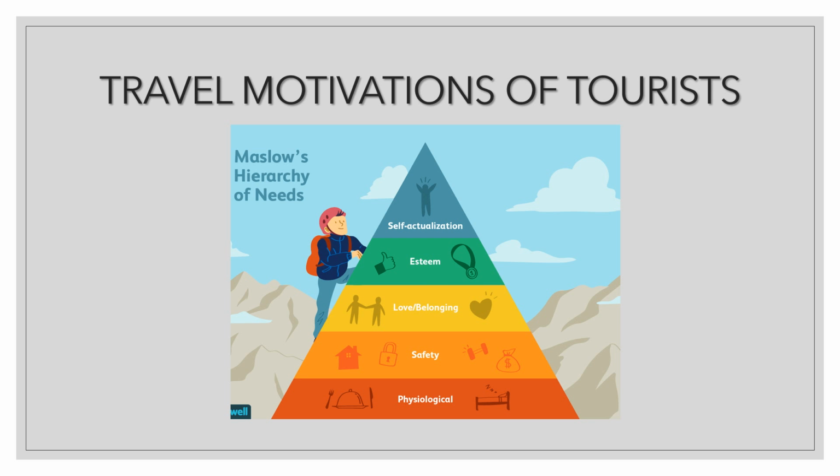So now let's proceed to the travel motivations of tourists. We have here two travel motivations: Maslow's hierarchy of needs and Plog's tourist model. So let us first discuss Maslow's hierarchy of needs.